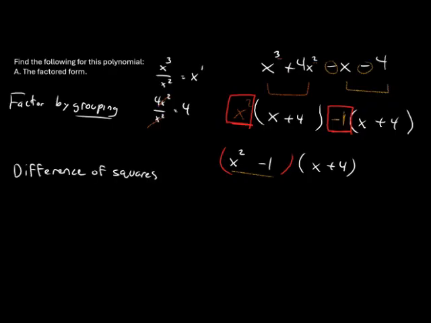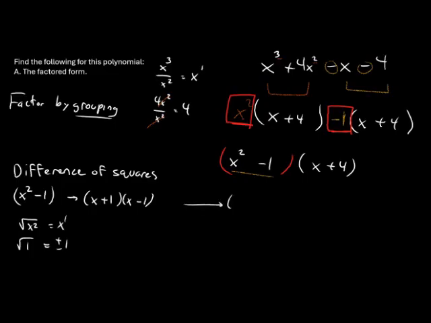A difference of squares, where you have x squared minus 1 inside of a parentheses, you can split into x plus 1, x minus 1. That is, we are taking the square root of x squared, that'll give us just x to the first, and taking the square root of 1 and getting plus or minus 1. Therefore, we'll have 2 parentheses, an x plus 1 and an x minus 1.